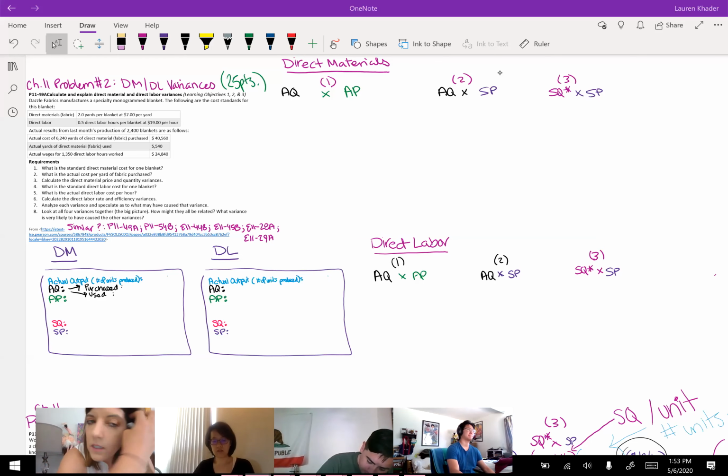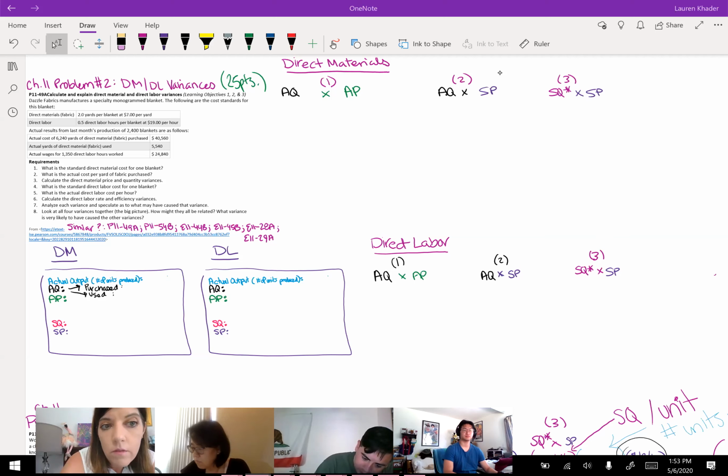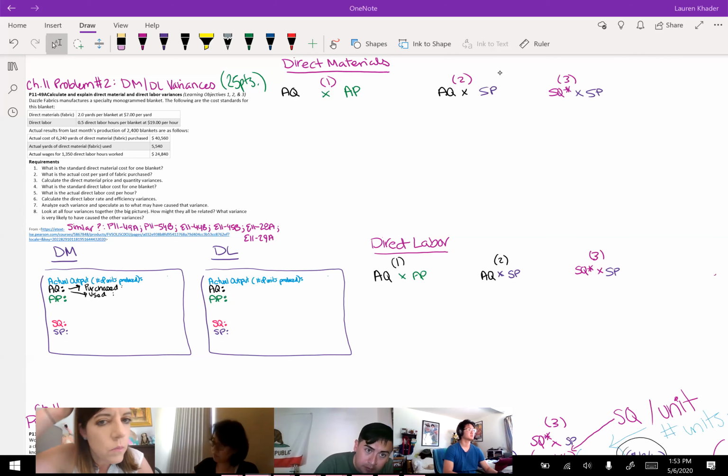Okay, so this last problem is just calculating direct material and direct labor variances. 25 points, and then there's some similar problems down below. I think 28 and 29 are looking at direct materials and then direct labor in two separate problems, based on the same information. Same with the 44 and 45 for those exercises. So it's similar, but just a little bit different in setup.